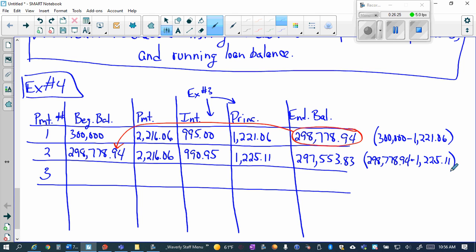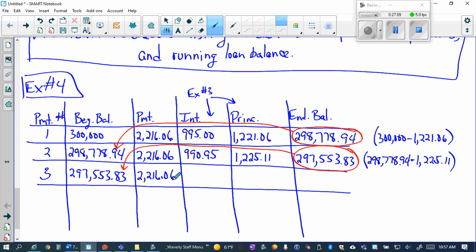And now we keep repeating the same process over and over again. And by the way, doing that mathematically, repeating the same process over and over again is what's called an algorithm. But we'll leave that for another time. So we take this ending balance. This is now the new beginning balance for our next payment calculation. Okay, so that just gets transferred over here. 297,553.83. Our monthly payment never changes, 2216.06.